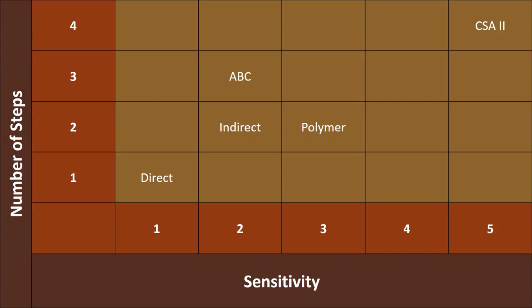CSA2, while extremely sensitive, requires up to 4 steps and consumes a lot of time. Therefore, CSA2 is reserved for proteins that are hard to detect. Overall cost analysis, however, would suggest that the ABC method is also a viable option compared to more costly polymer IHC.